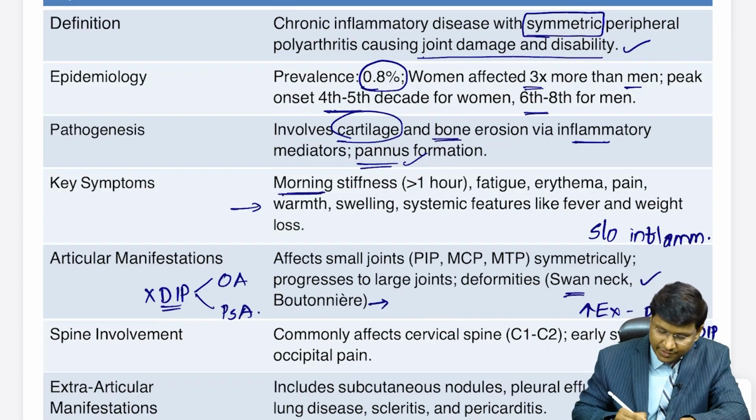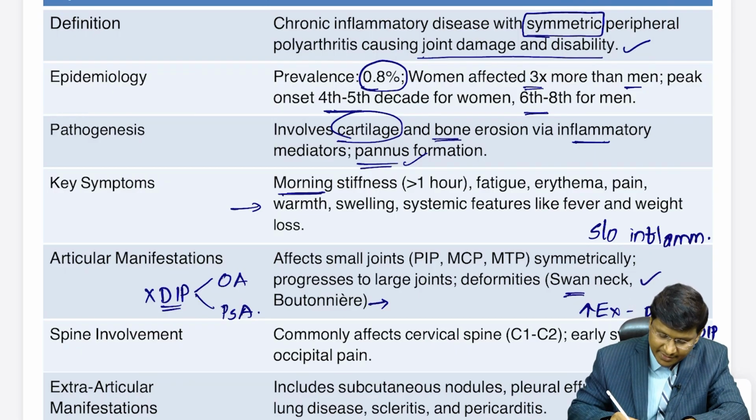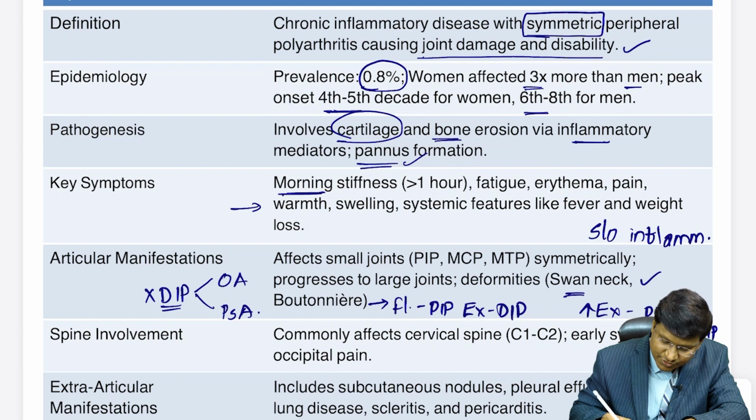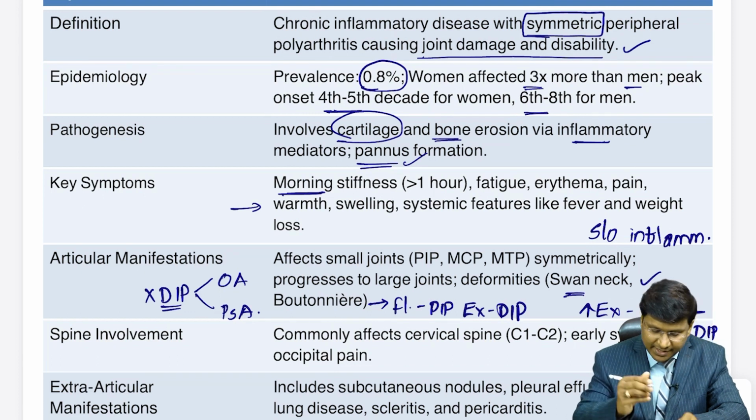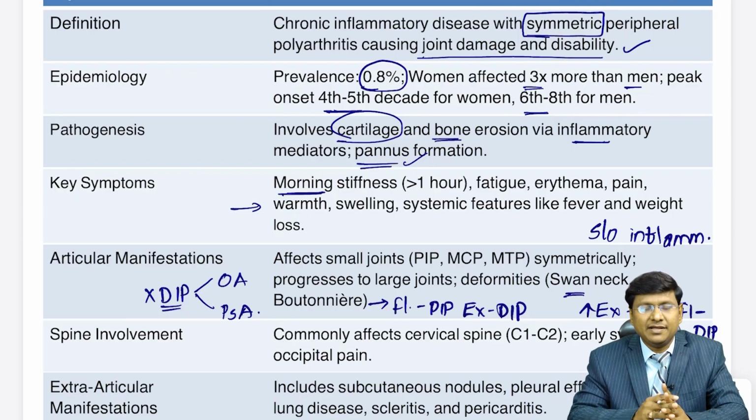Then what is the Boutonniere deformity? Boutonniere deformity is exactly the opposite of the swan neck deformity. In Boutonniere deformity, there will be flexion at the level of the proximal interphalangeal joint and extension at the level of the distal interphalangeal joint. The other important deformities are the Z-shaped thumb and ulnar deviation. So these are deformities that you observe in patients with rheumatoid arthritis.